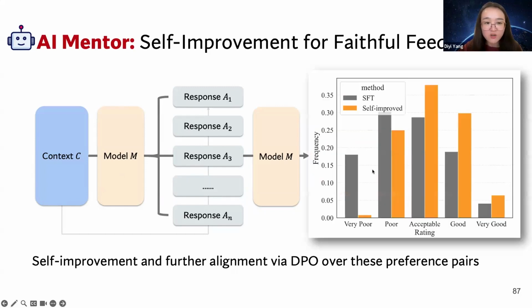Our method works pretty well compared to existing approaches. As you can see, this self-improved condition leads to responses being rated as good or very good by domain experts. I'm going to show you a demo. This system right now incorporates both the AI patient and AI mentor framework.